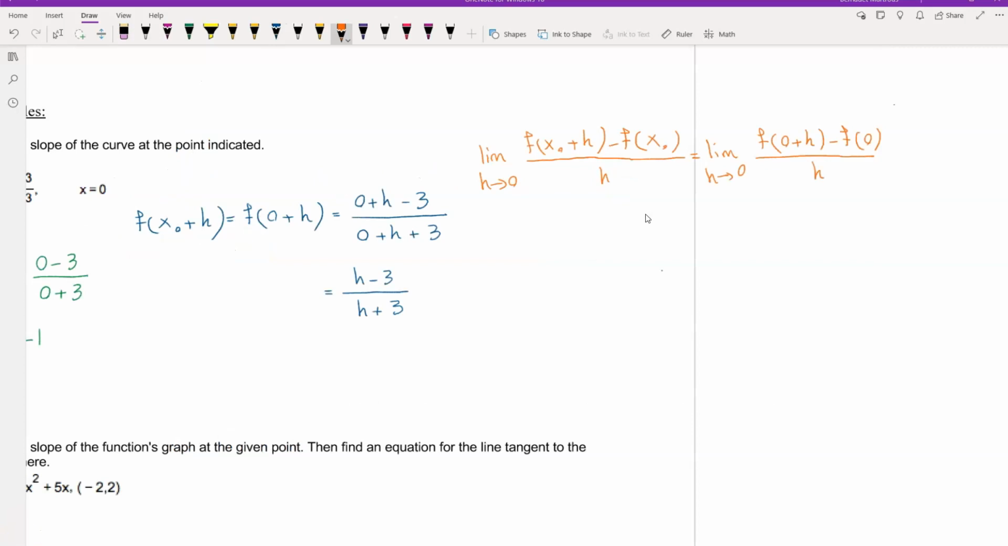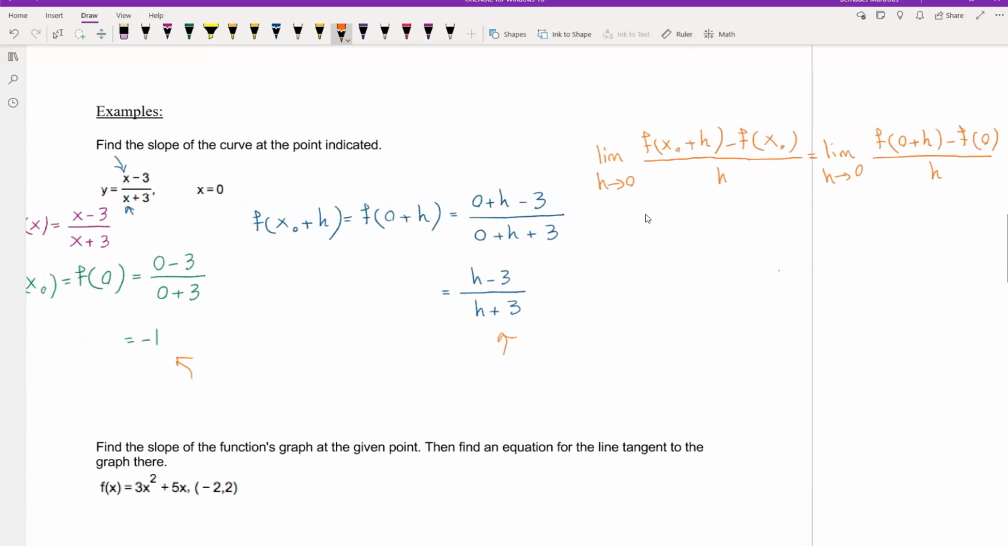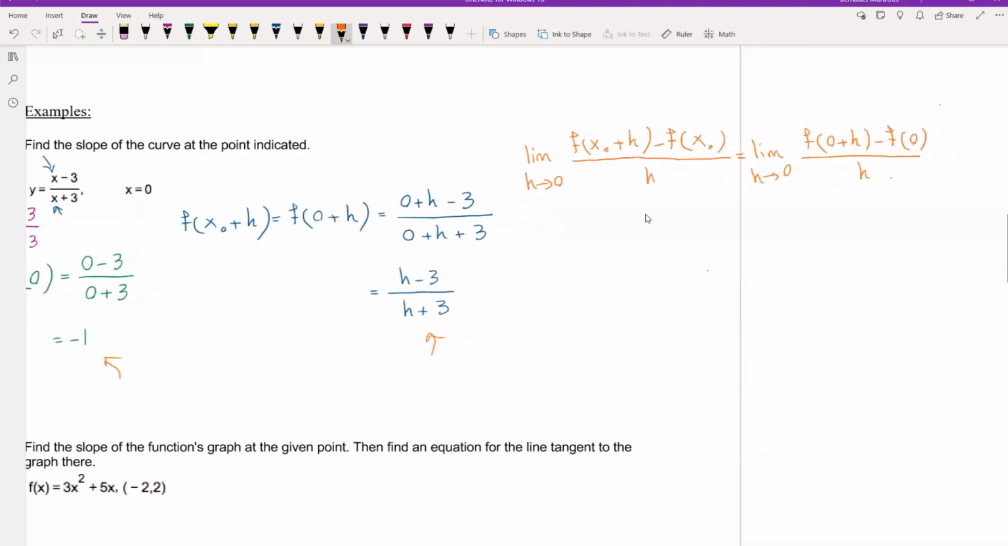So how we can find the slope is using the limit of f of x naught plus h minus f of x naught divided by h as h approaches 0. So this is equal to, instead of f of x naught plus h, here we have f of 0 plus h, and for f of x naught here we have f of 0, and we have the answers on this part. So using these we can find our slope.